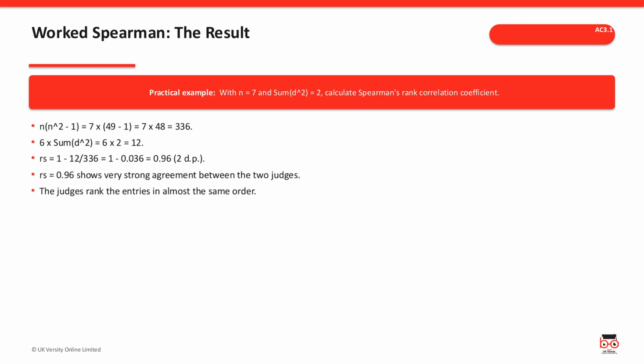Now the arithmetic, with N equals 7 and the sum of D squared equals 2. First N times N squared minus 1, that's 7 times 49 minus 1, so 7 times 48, giving 336. Then 6 times the sum of D squared is 6 times 2, which is 12. So RS is 1 minus 12 over 336, that's 1 minus 0.036, giving 0.96. An RS of 0.96 means the judges ranked the entries in almost exactly the same order.